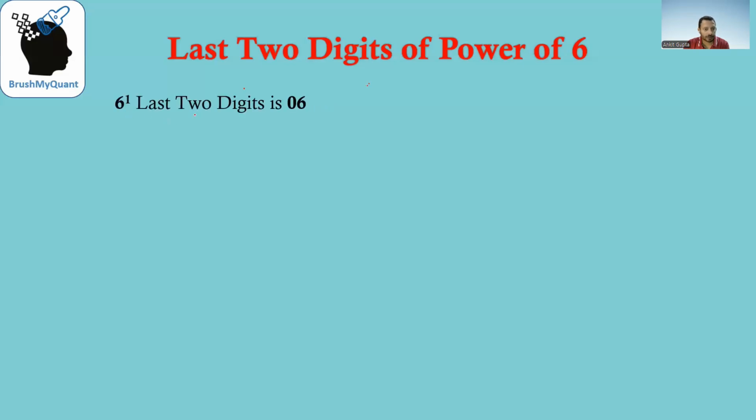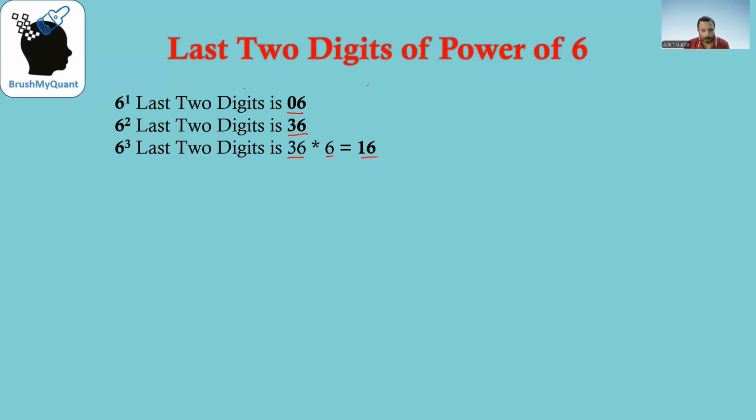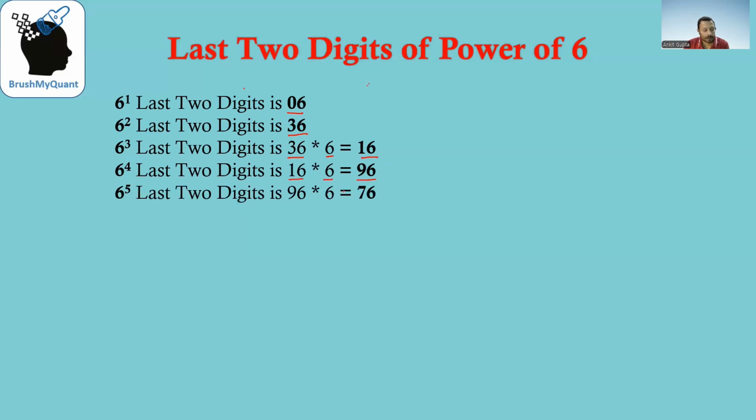then last two digits of 6 raised to 1 is 6, of 6 square is 36, of 6 cube will be given by 36 into 6, and the last two digits will be 16. Of 6 raised to 4 will be 16 multiplied by 6 or 96. 6 raised to 5 will be 96 multiplied by 6 or 76. 6 raised to 6 is 76 multiplied by 6, which is 56.